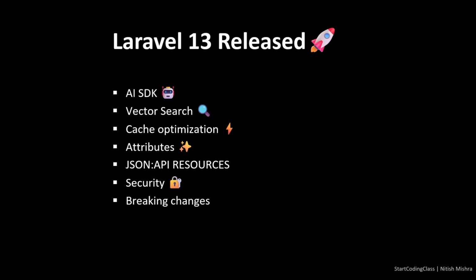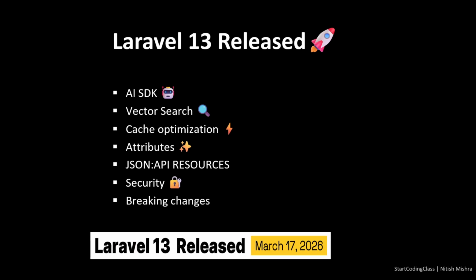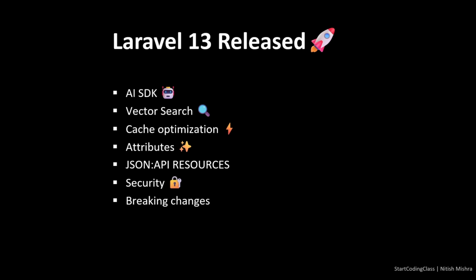Finally, Laravel 13 is officially released on March 17, 2026. And this is one of the most important updates in recent years, not because of flashy features, but because Laravel is now moving towards AI-powered high-performance applications. In this video, I will show you the AI SDK, vector search, caching improvements, JSON API resources, security updates, and breaking changes if you want to upgrade your current project to Laravel 13. I will explain everything in this video.